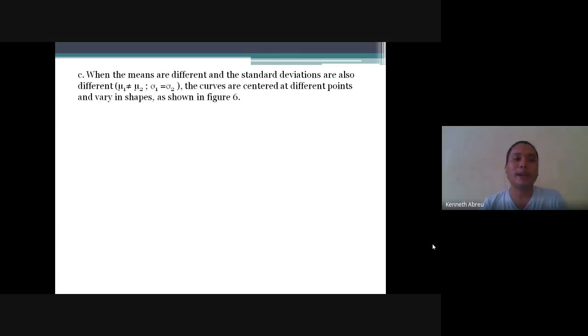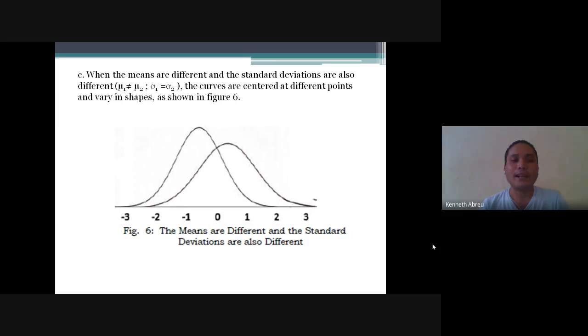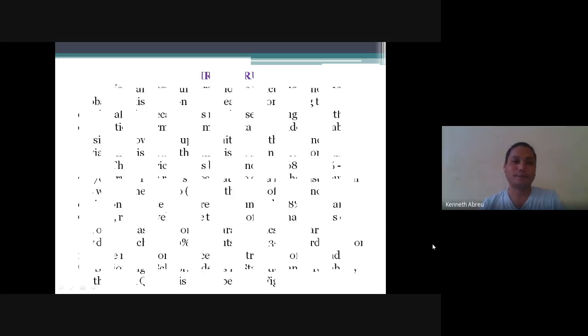Okay? Dito naman sa last natin, kapag ang mean naman natin ay magkaiba and the standard deviation natin ay magkaiba din, magkaiba parehas. So, ibig sabihin, magkaiba talaga yung magiging itsura ng curve natin. Yan. So, yun yung pagkakaiba-iba natin kapag yung mean at saka standard deviation ay magkaparehas, kapag yung mean at standard deviation natin ay magkaiba.